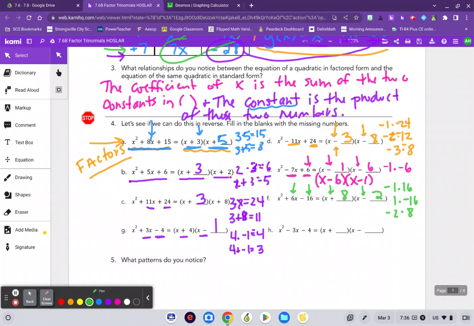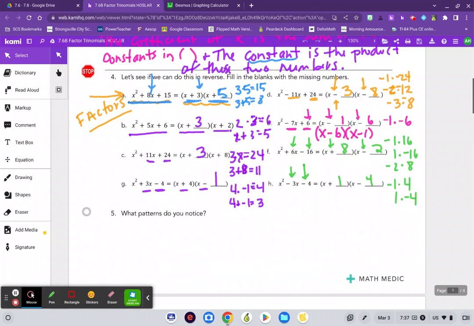All right, in this last one, I need to get multiplied to negative 4. So let's see, negative 1 times 4, and I need those to add to negative 3. Well, negative 1 times 4 adds to positive 3. So what if I had 1 times negative 4? Yeah, that would add to negative 3. Okay, so I should have x plus 1 and x minus 4.